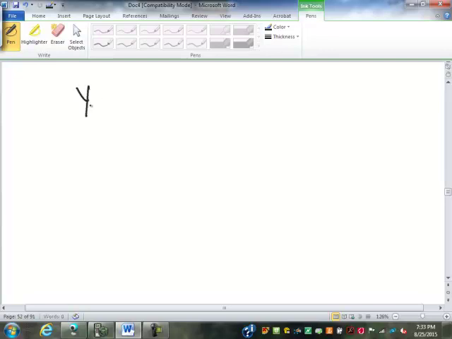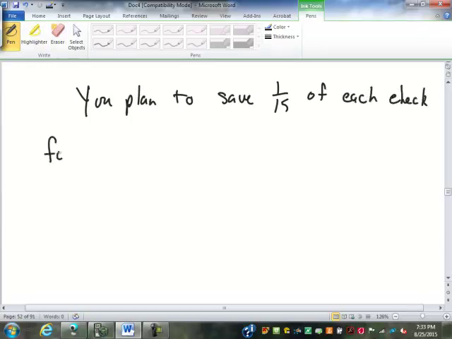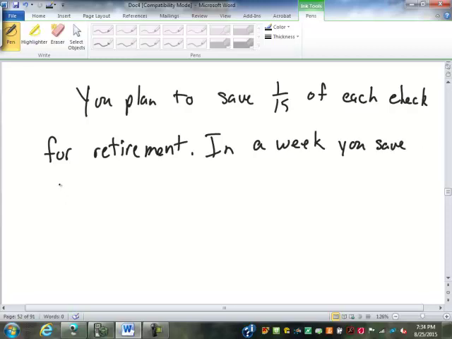Let's say you plan to save 1/15 of each check for retirement. Let's say in a certain week, you save $48. How much was your check?